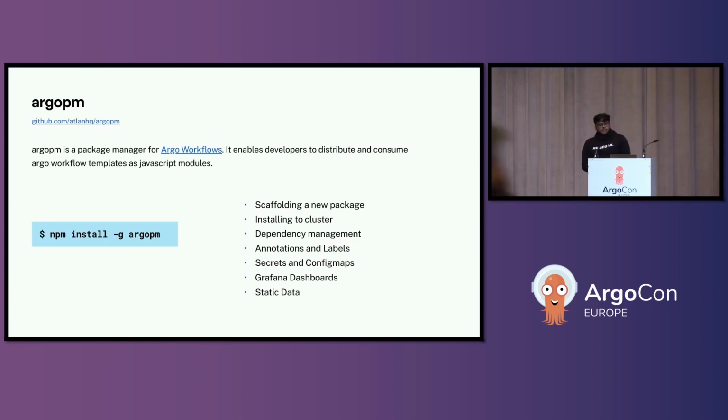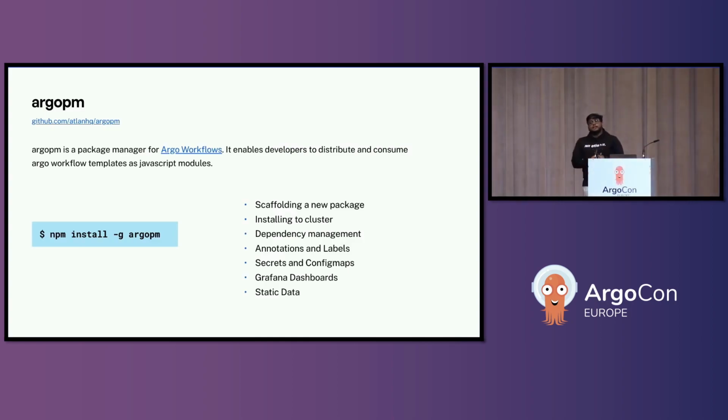It enables developers to distribute and consume Argo workflows as JavaScript modules, right? So it's public, it's open source. You can install it right now, start using it. It has a bunch of features. It's very similar to NPM. So you can scaffold a new package, install to cluster. I'll come to these points again. Dependency management, annotations and labels.